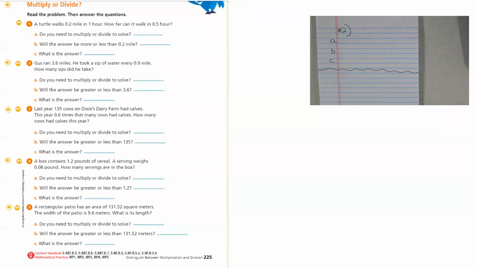And we're going to do all the odds together right now. And then on our live session, we'll rock some of these evens. Gus ran 3.6. Oh, no, I'm sorry. We're not doing number two. We're doing number three. We're skipping two. Last year, 135 cows on Dixie Dairy Farm had calves, which are baby cows. This time, 6/10 times that many cows had calves. So how many cows had calves? Well, 6/10 times 135. Is that multiplication or division?